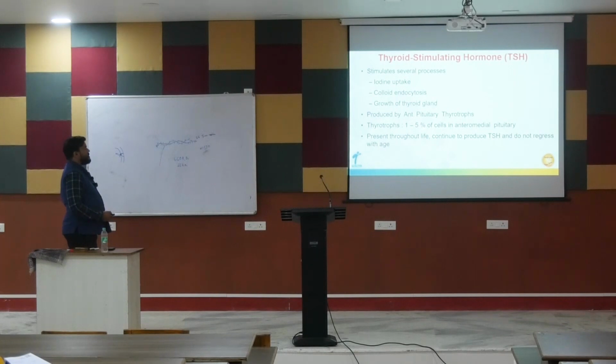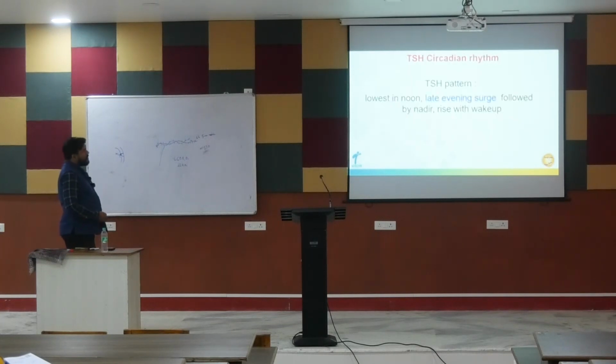Thyrotrophs are 1 to 5% of cells in the anteromedial pituitary, present throughout life, continue to produce TSH and do not regress with age. That is what I said about what TSH does and where it comes from, okay?